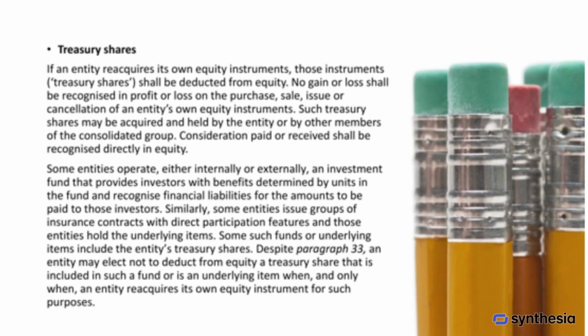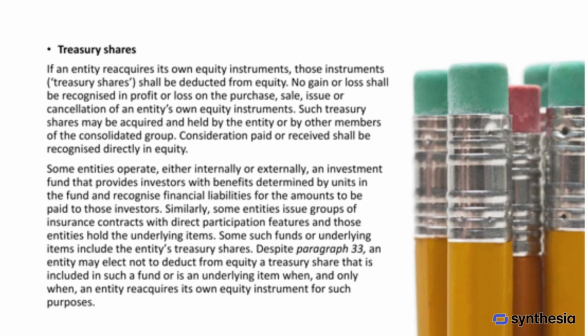When an entity buys back its own equity instruments, these are known as treasury shares and are deducted from equity. No gain or loss is recognized in profit or loss when the entity purchases, sells, issues, or cancels its own equity instruments. Any consideration paid or received for these shares is recorded directly in equity. Treasury shares may be held by the entity itself or by other members of its consolidated group.